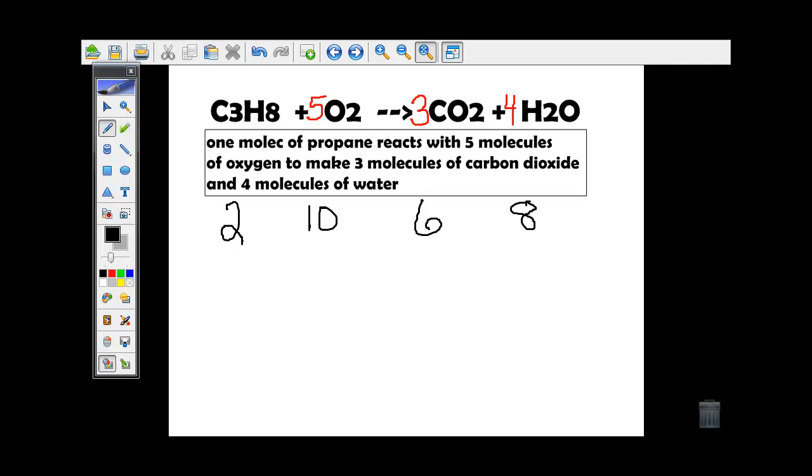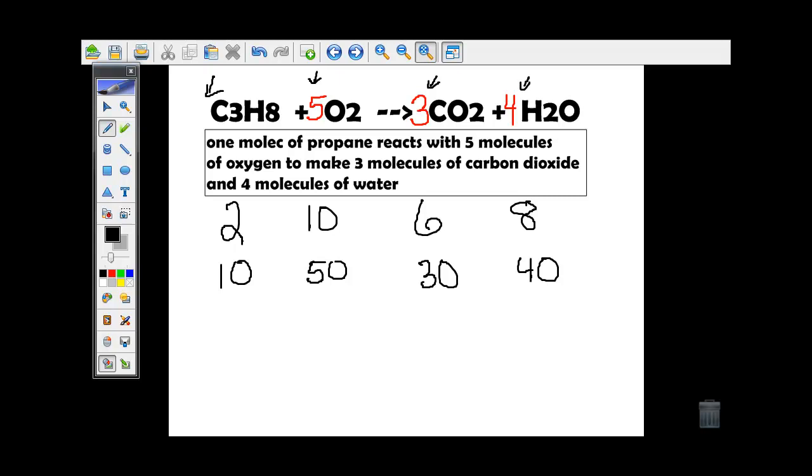See how it's like a recipe? Have you ever had to double or halve a recipe or triple a recipe? Now, what if we started with 10 molecules of propane? Well, then you would need, did you say 50 molecules of oxygen? Did you say 30 molecules of carbon dioxide? Did you say 40 molecules of water? See, I'm just multiplying everything by 10. But the ratio remains the same. What is 10 divided by 2? 5. What is 50 over 10? 5. The ratio between oxygen, propane, carbon dioxide, and water remains the same.